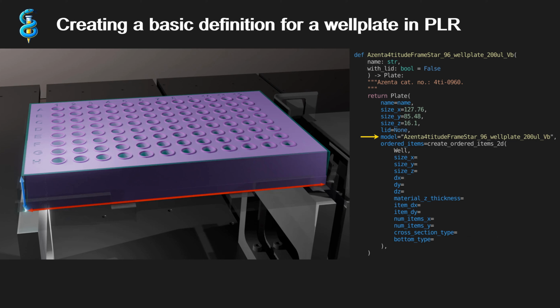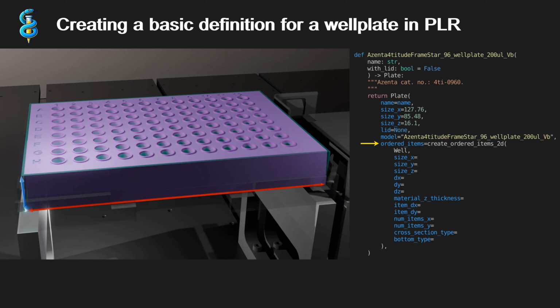Now that we've got the basic information of the plate, we have to define the positions and dimensions of the wells that this plate houses. This is done with the plate's ordered items attribute. Ordered items expects a dictionary of wells and their relative positions in relationship to the plate.